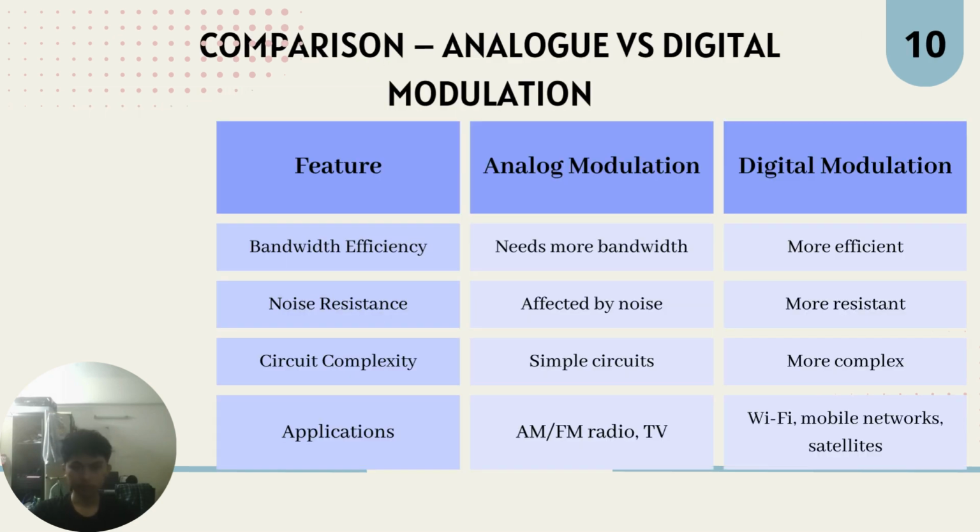Analog and digital modulation have different advantages. While analog AM/FM is simple, it uses more bandwidth and is affected by noise. Digital ASK/PSK is more efficient and resistant to noise, but it requires more complex circuits. The table in this slide compares key features. Analog modulation is used in radio and TV, while digital modulation is used in Wi-Fi, mobile networks, and satellites.